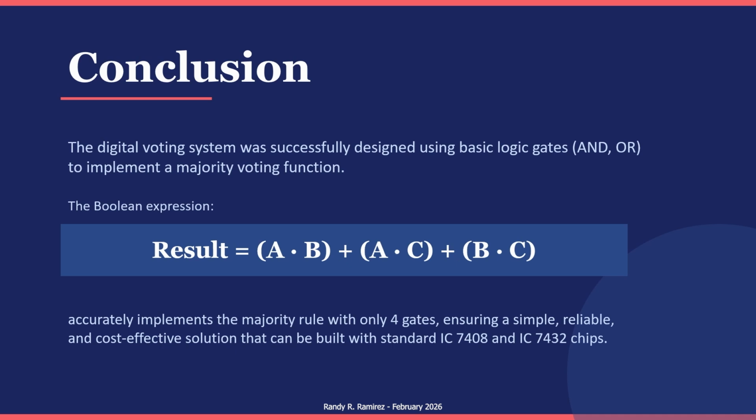The entire design requires only 4 logic gates, which can be built using just 2 standard integrated circuit chips, the IC7408 for AND operations and the IC7432 for OR operations. This makes it a simple, reliable, and cost-effective solution. Through this case study, we demonstrated a systematic approach to digital logic design, from defining the problem to constructing a truth table, to deriving the Boolean expression, to building and verifying the circuit. This same methodology can be applied to many other logic design challenges.